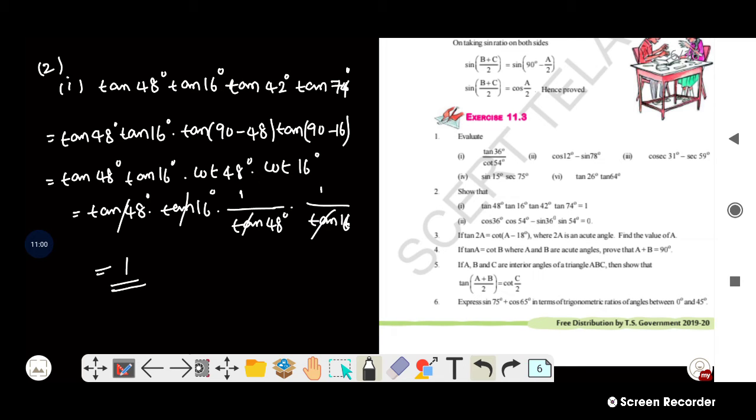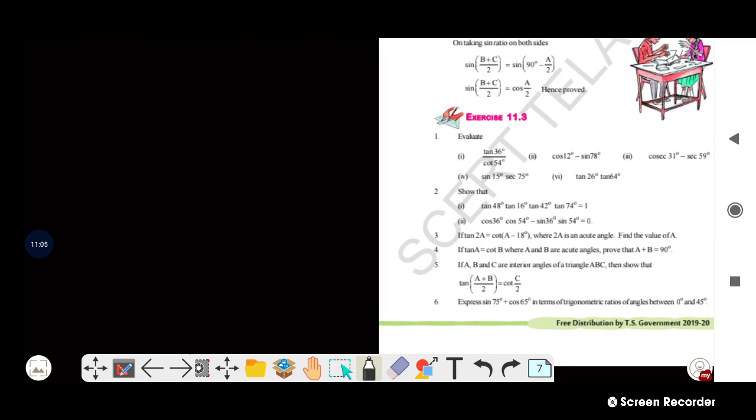Okay, so this is the answer for this question. Now we go for the second bit. In the second question, second one: cos 36 cos 54 minus sin 36 sin 54. We'll show that this is equal to 0, right?